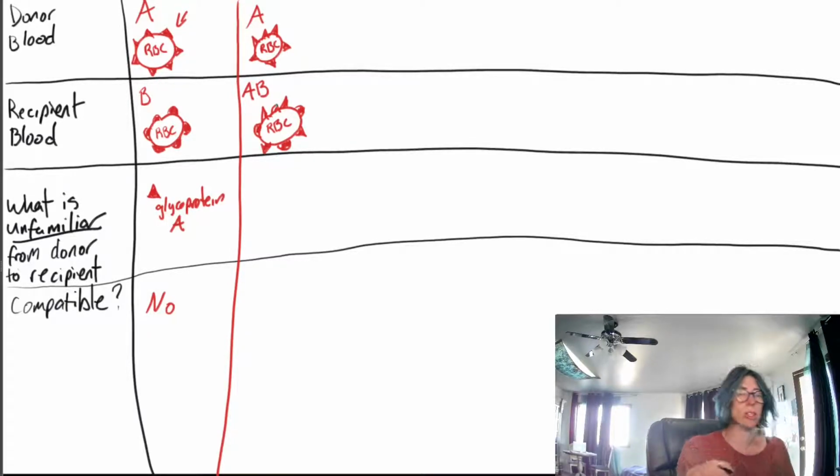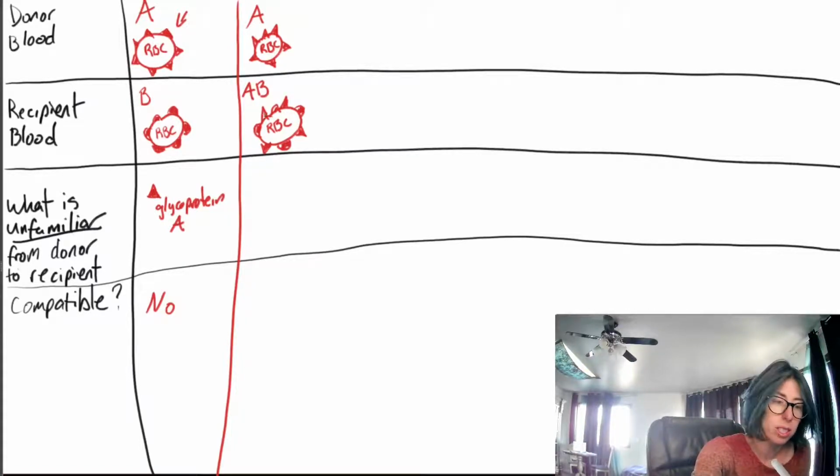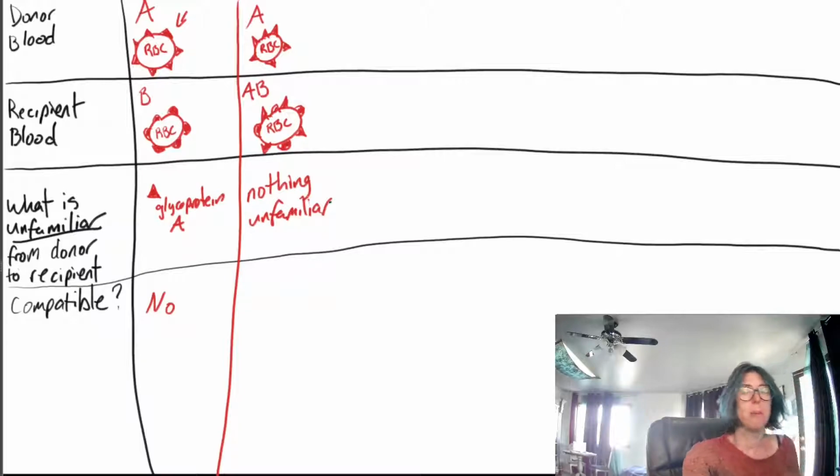So now let's look at this question. What is unfamiliar from the donor to the recipient? These two people have different blood types. The donor is blood type A, the recipient is blood type AB. But is the donor providing anything new? No. There's nothing unfamiliar. Why? Because the donor has glycoprotein A. The recipient also has glycoprotein A.